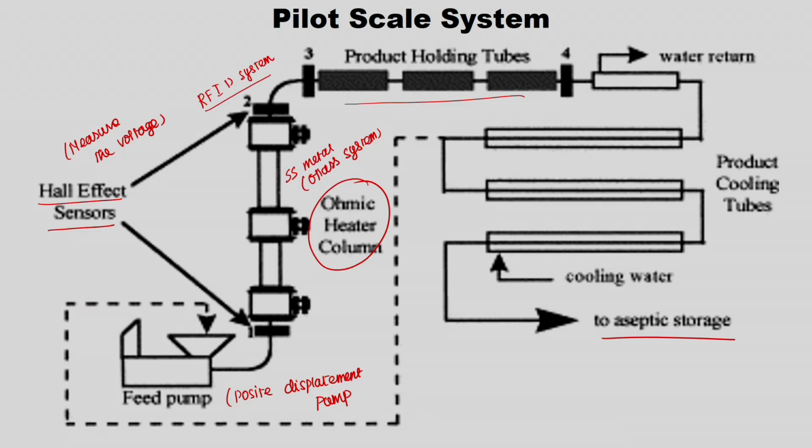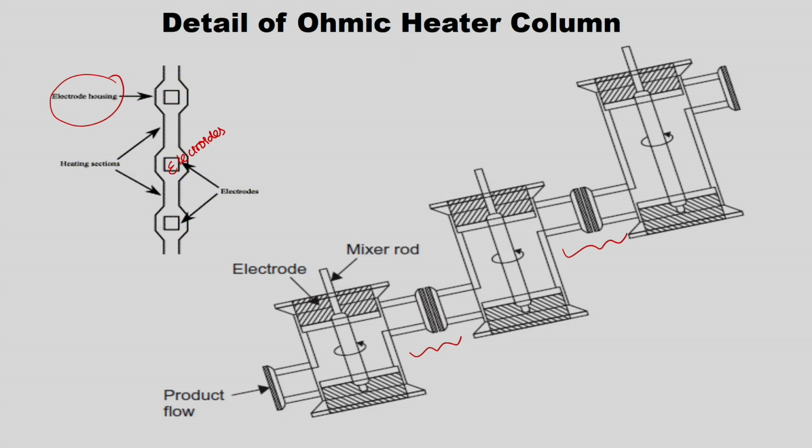As I told earlier, this system, in the sense the ohmic heater column, can be designed based on one's own choice. Which housing you want to provide, which sensors you want to provide, or which kind of heating column you want to provide, it is based on our choice. I have given 2 different systems. One is this system where you have heating sections and an electrode in between, and the electrode housing is nothing but this whole setup, right.